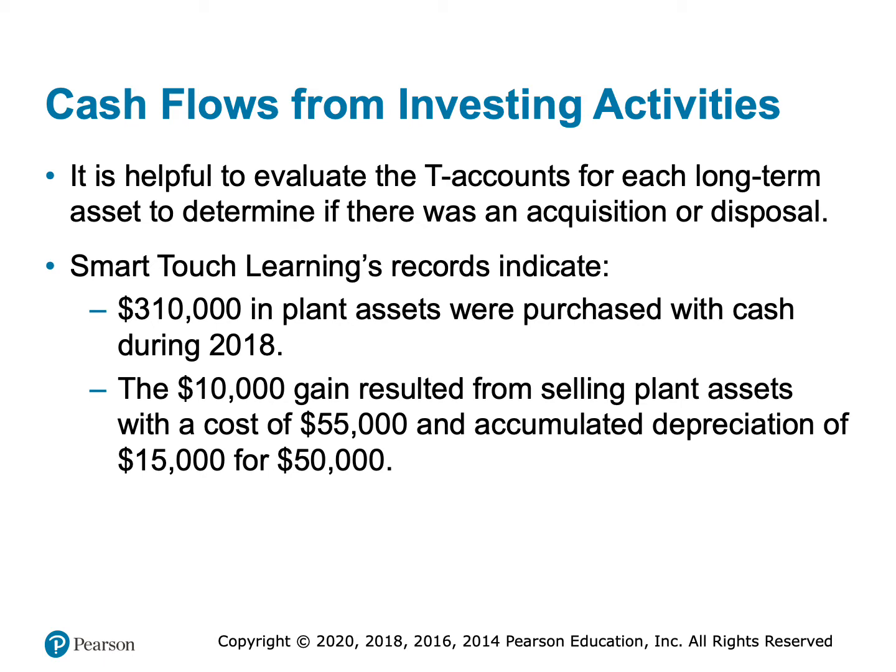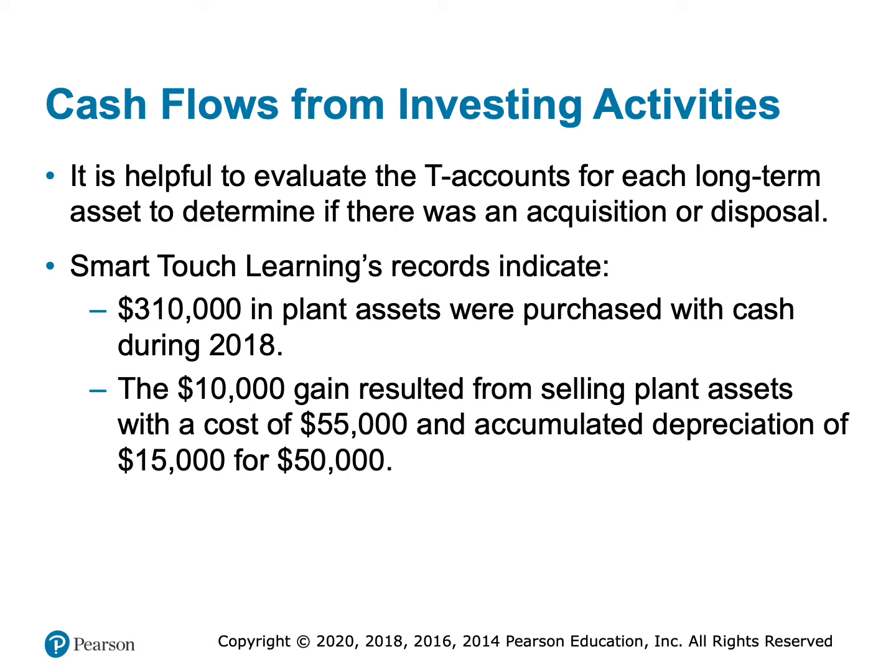So when I look at my balance sheet, and I'm given some additional information, I see that plant assets increased. Okay, so that implies that I bought some plant assets. But I know that I also sold some plant assets because there's a gain in the income statement. So I need some more information to figure this out. So we're told that we purchased $310,000 of plant assets. They were purchased with cash. And that $10,000 gain resulted because I sold some plant assets for $50,000.